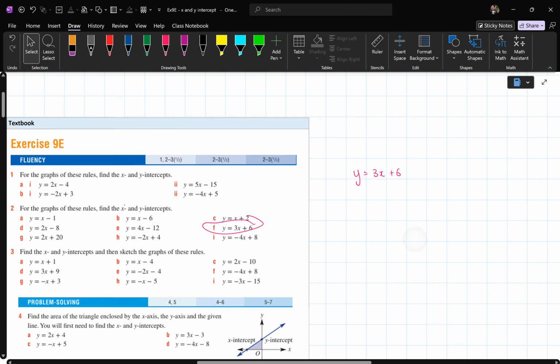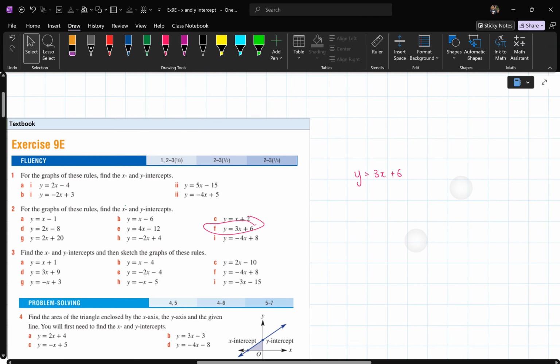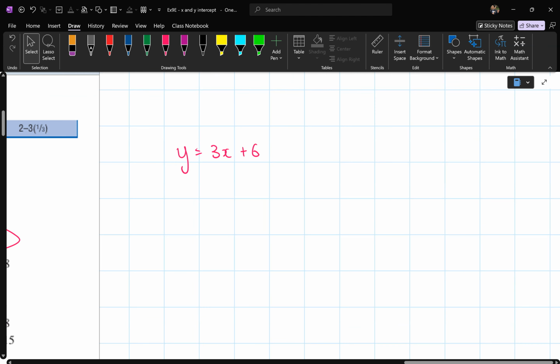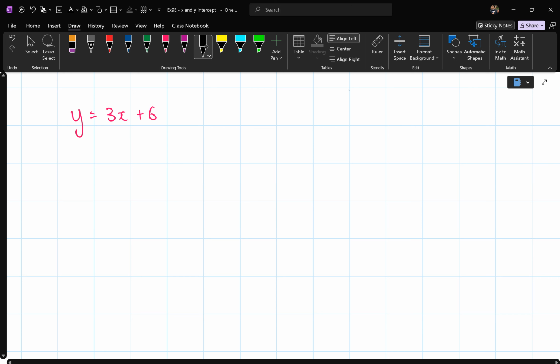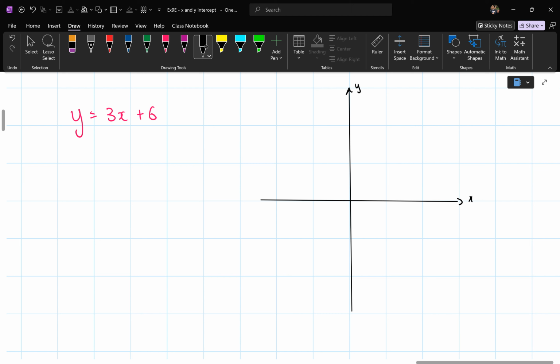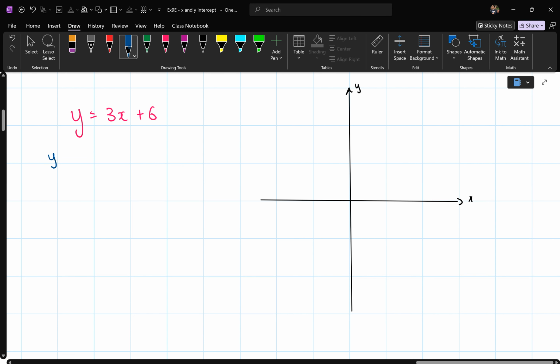At the end of the day, you know what they want you to do? They want you to be able to sketch this equation. Now, to sketch it, what we don't want to do is what we did in exercise 9B. 9B is too tedious. It takes too long to do. They want to see a picture, right? So how do you draw this picture? Remember, it's a straight line, so you only need 2 points. And the 2 best points you can figure out are the y-intercept and x-intercept.